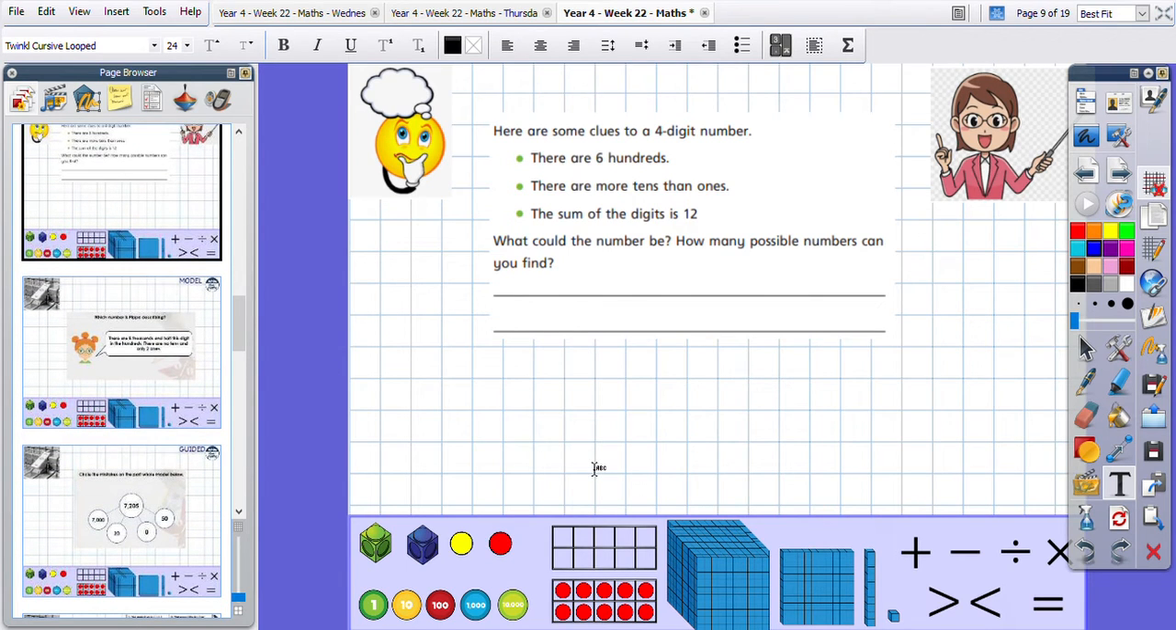Okay, then last one before we move into the silver questions. Here are some clues to a 4-digit number. There are 6 hundreds, there are more tens than ones, the sum of the digits is 12. What could the number be, and how many possible numbers can you find? So have a little go and then we'll discuss it together.